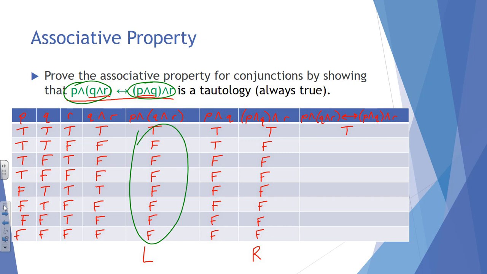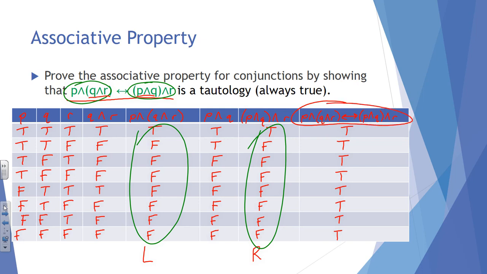So we're looking here and here. And of course they do match for every row. We've created a tautology, and that proves the associative property for conjunctions. Okay, our third property, and the last one that we'll consider here in part one, is the identity property.